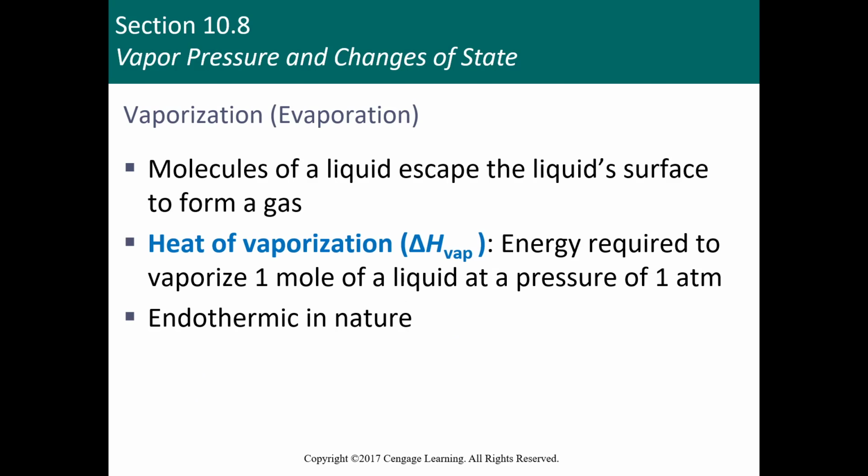Vaporization or evaporation. So molecules of a liquid are going to escape the liquid surface to form a gas. The energy required to vaporize 1 mole of this liquid at a pressure of 1 atmosphere is going to be called the heat of vaporization. It's represented typically by a delta H, that is a difference in enthalpy, delta H VAP, standing for vaporization. So literally this is just the symbol for heat of vaporization.